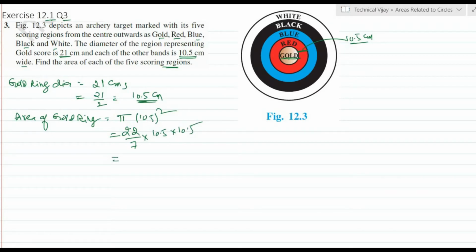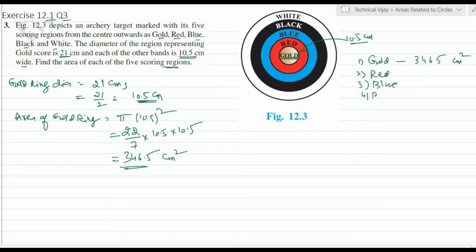So the value will be 346.5 centimeter square. So this is the area of the gold. So here I will write gold area is 346.5 square centimeters. Now I will write red, blue, black, and white afterwards.